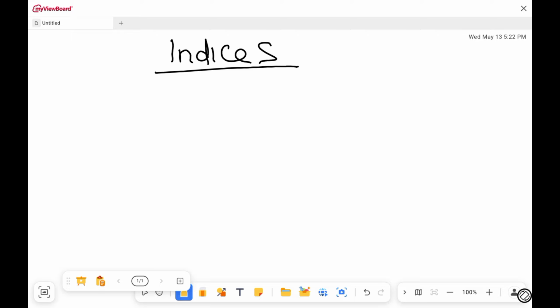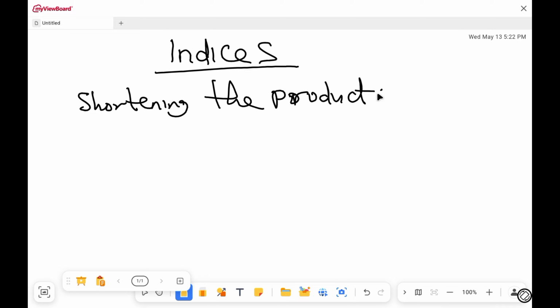When I say indices, it is a method of what? Of shortening the product of a number. So when I say showing the product of a number, you know the meaning of product. When I say product, it means that you are multiplying numbers.